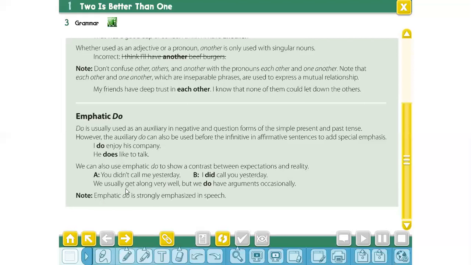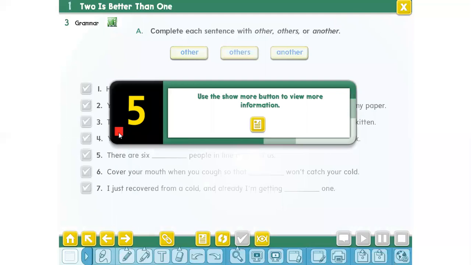We usually get along very well, but we do have arguments occasionally. Note, the emphatic do is strongly emphasized in speech, so we use this in speech. Now, my dear students, let's move to the exercises in order to ensure this rule. We are going to start with here.